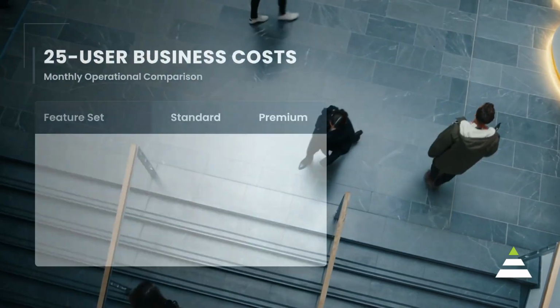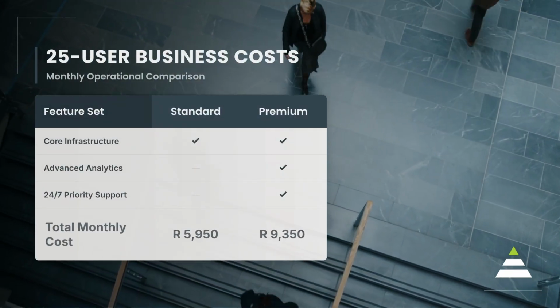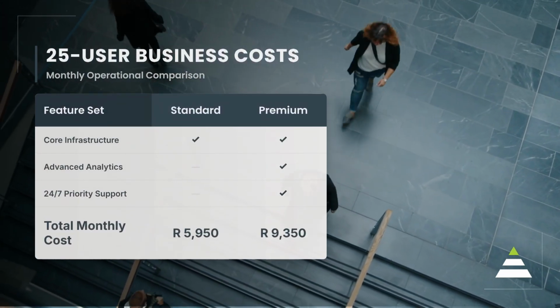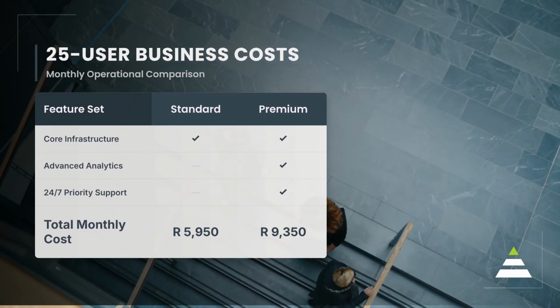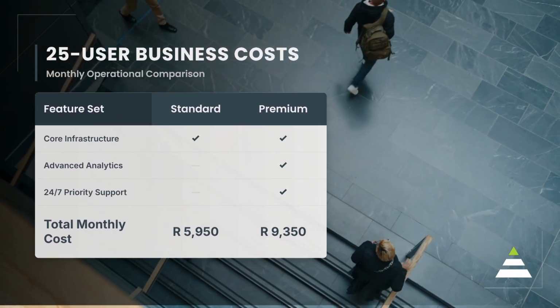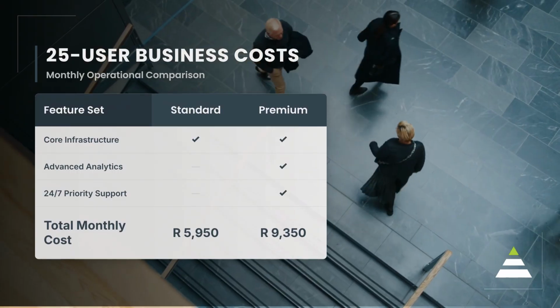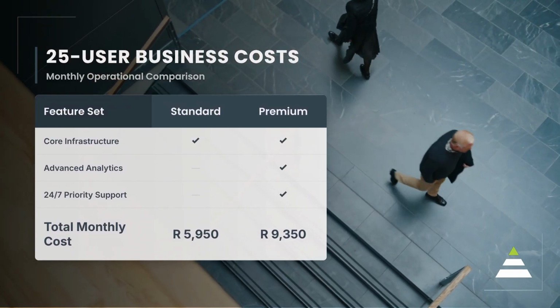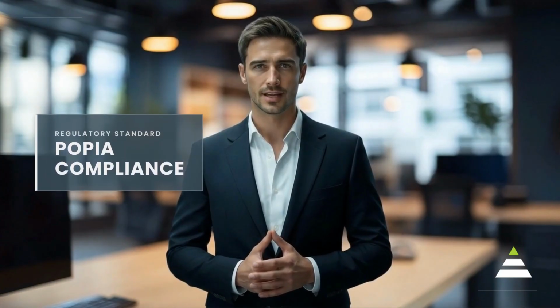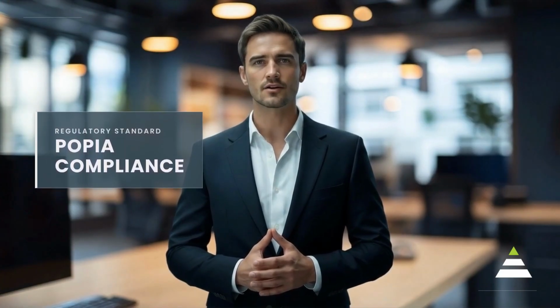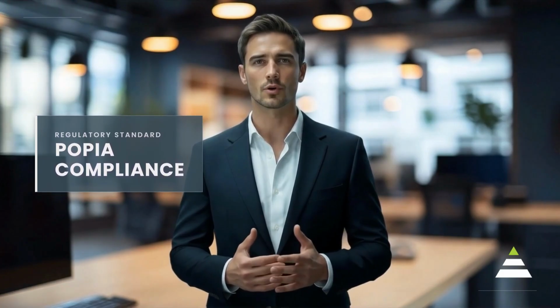So if we scale that up for a 25-person business, the full upgrade comes to 3,400 Rand a month, which works out to about 40,800 Rand for the year. One ransomware incident, one crypto-locked server, 1 week of downtime costs multiples of that. And that's before we even get into what the information regulator has to say about it. And that conversation is exactly where we are going next.